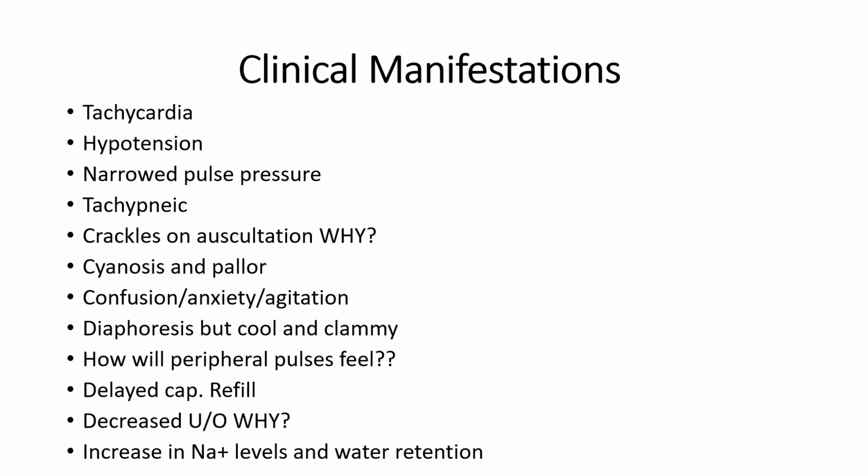Cyanosis, yes. Are we going to look pale? Yes. We have poor perfusion going on. So we are going to look probably a little cyanosed, okay? We have decreased perfusion, decreased oxygenation. Confusion, anxiety, agitation. What is one of our most important organs that really lives off of oxygen? Our brain. And our brain is the first one that's going to be affected by decreased perfusion.